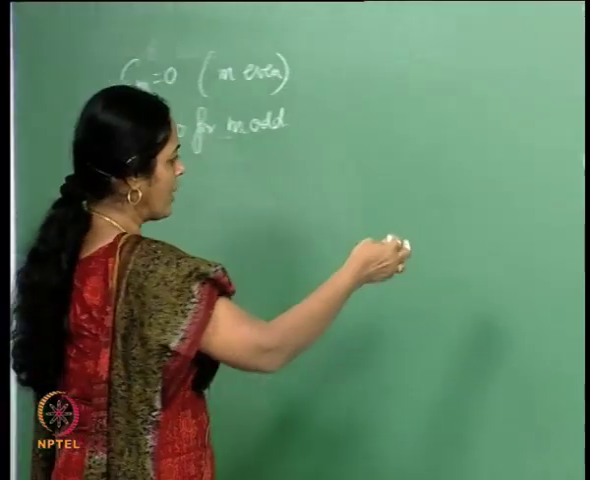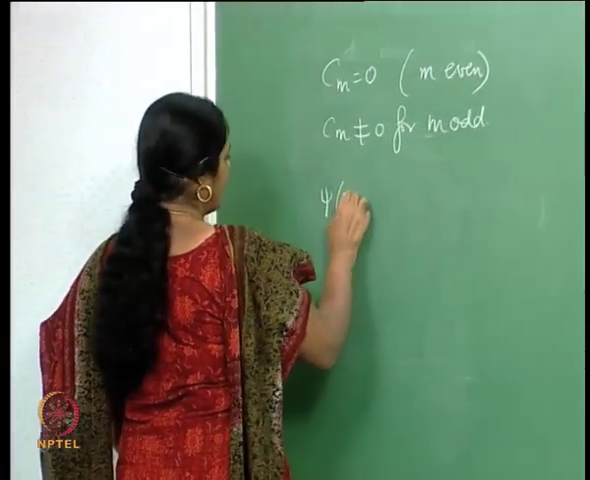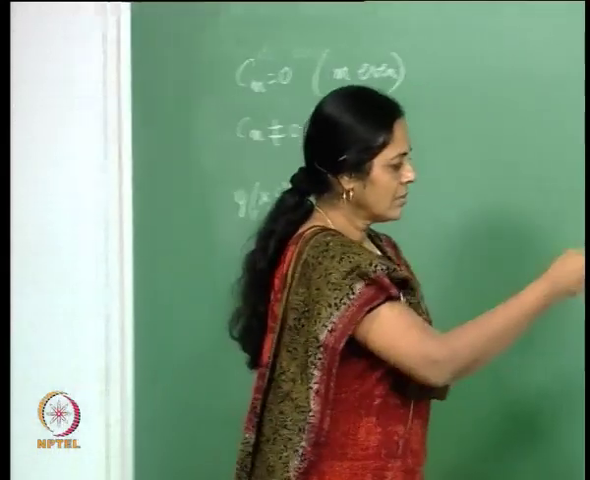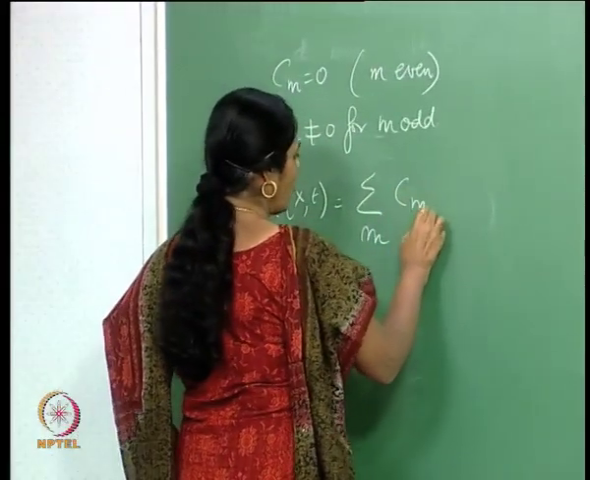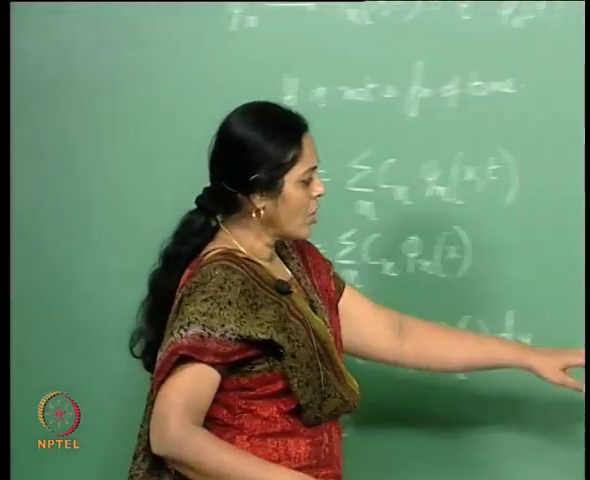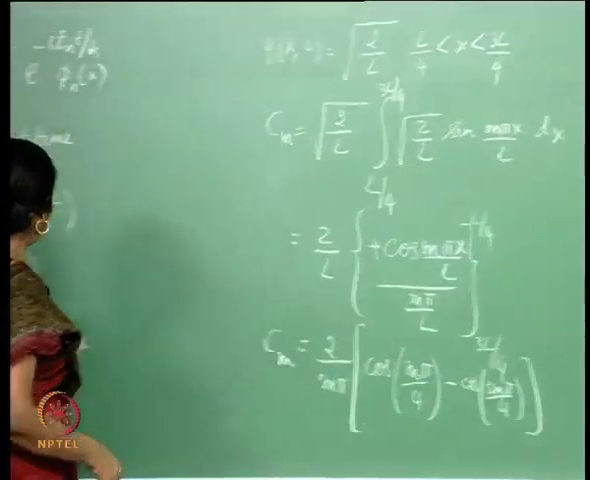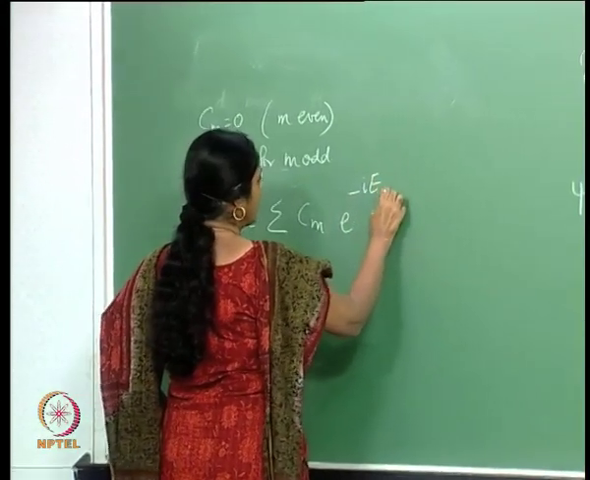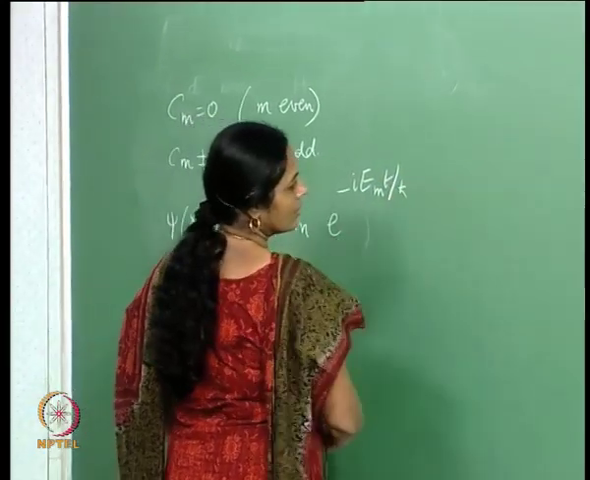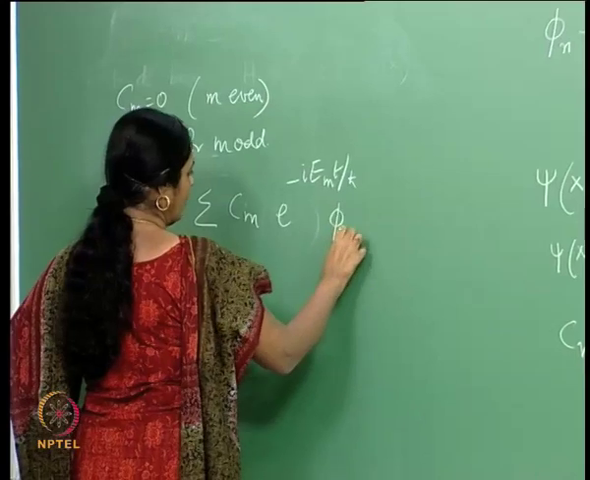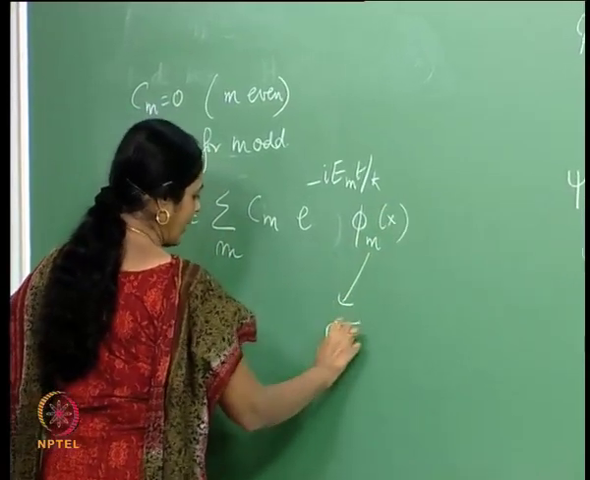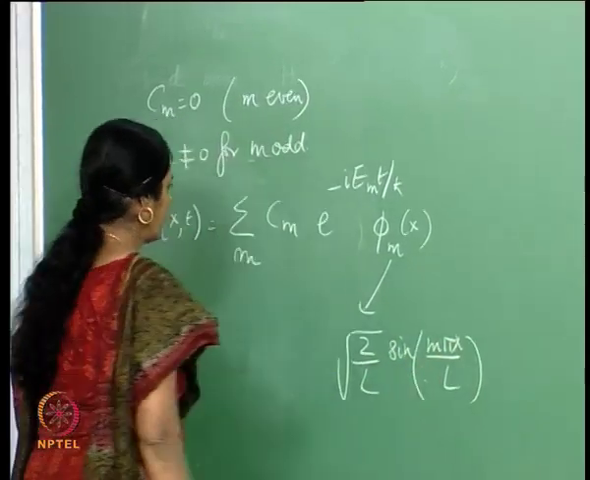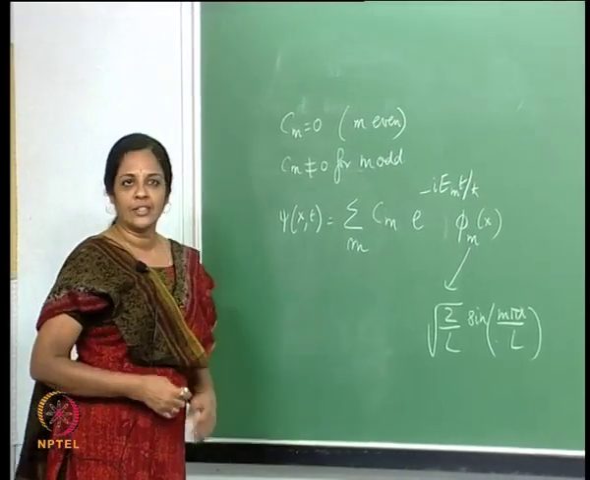Of course, m takes only integer values, so I can substitute now and get psi of x,t as a summation over m. Cm is known, so you can substitute: 2 by m pi, cos m pi by 4 minus cos 3 m pi by 4, times e to the minus i E_m t by h cross, times phi m of x, which is known. Phi m of x is root of 2 by L sine m pi x by L, and therefore you find psi of x,t.